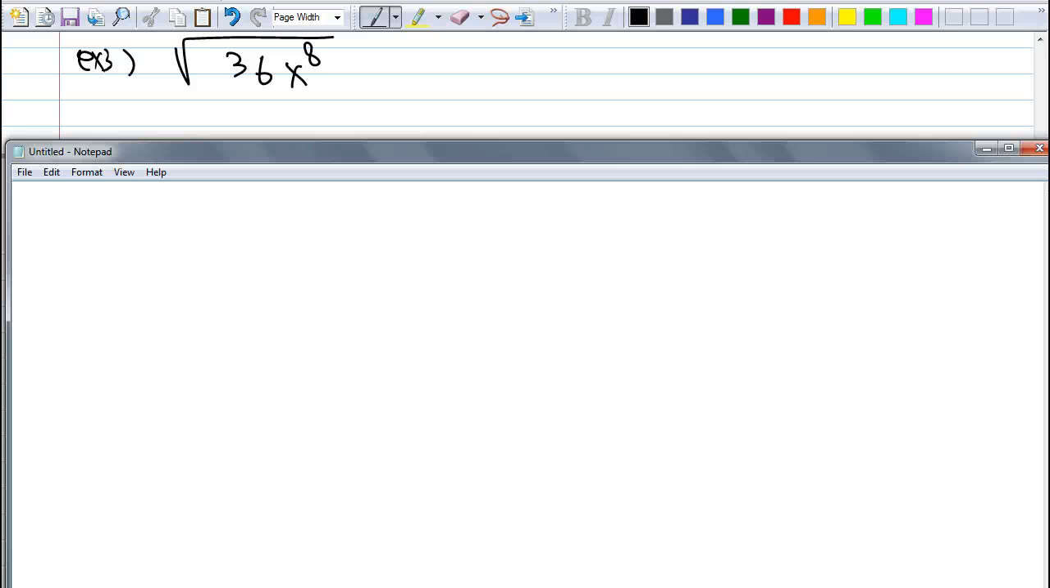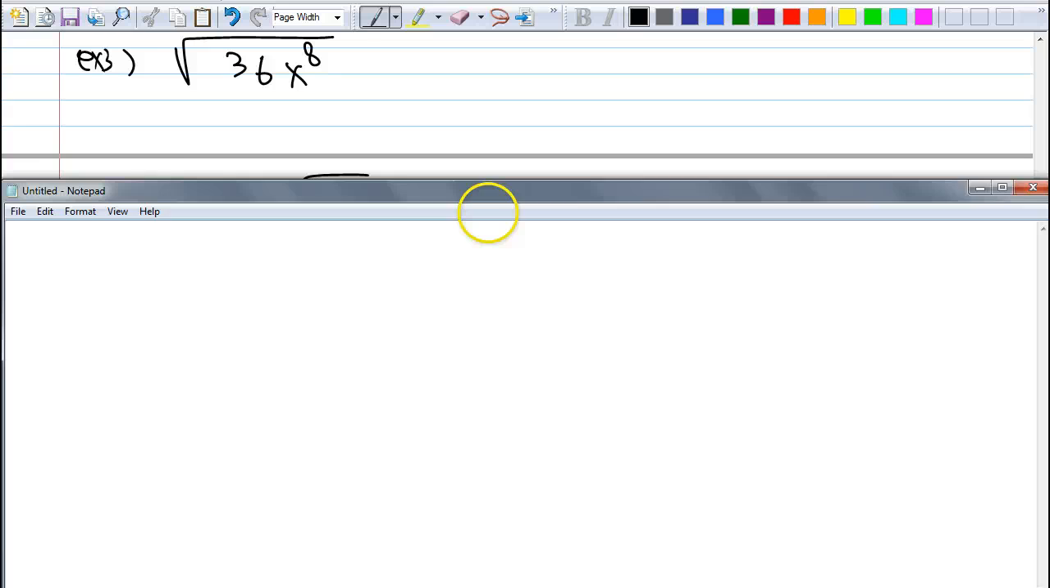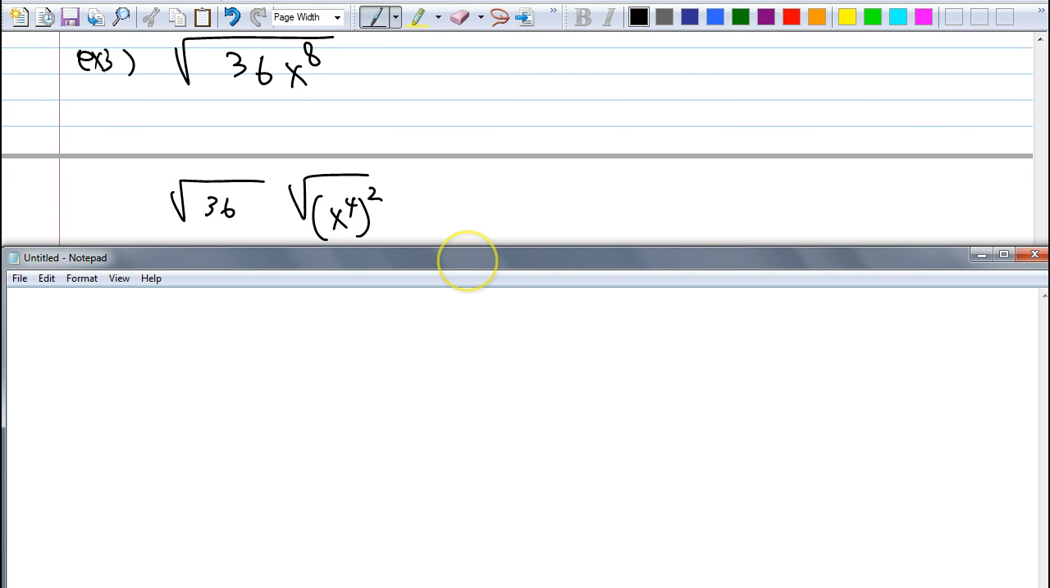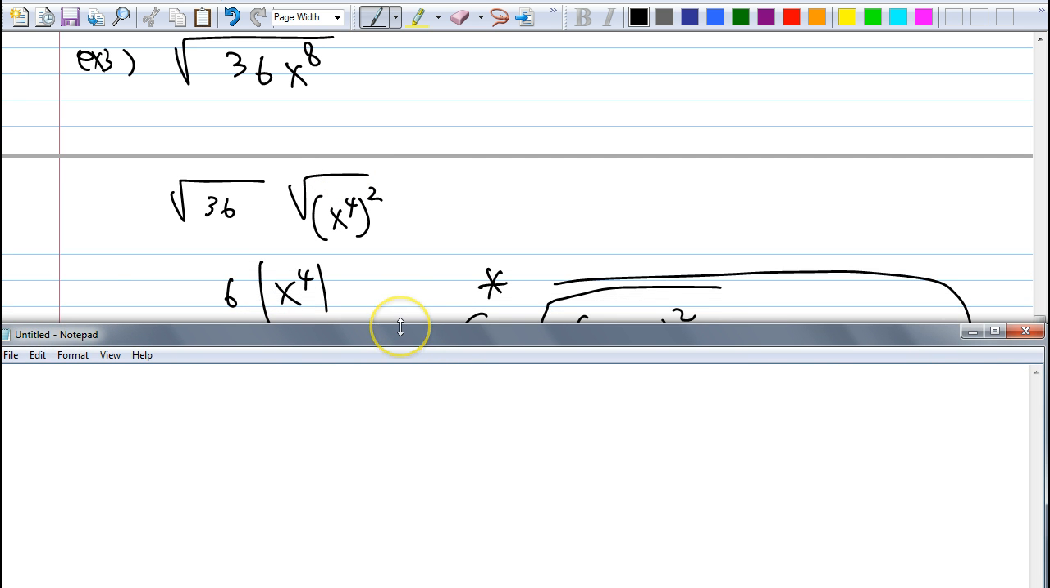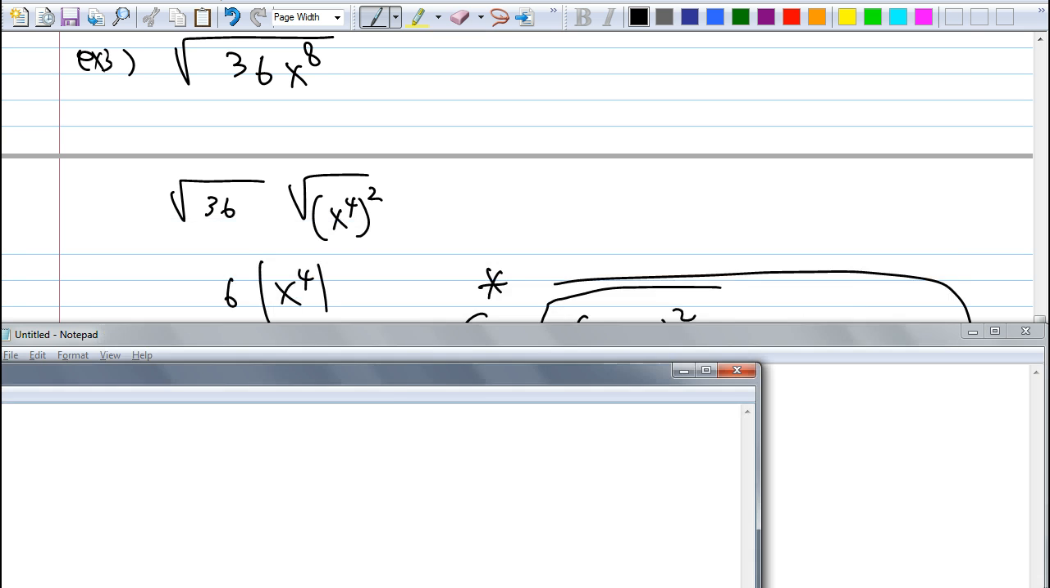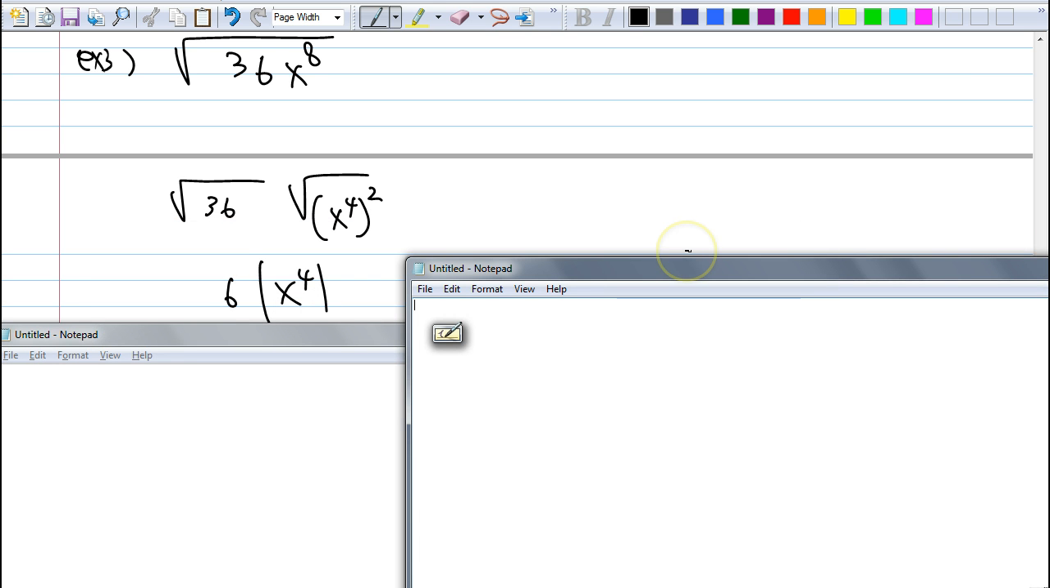Everybody try. So we know that 36 is a perfect square, right? So what is it the perfect square of? 6. So how many people wrote down square root of 36, square root of x to the 4th to the 2nd? So how many people wrote this? 6 absolute value of x to the 4th. Raise your hand. Very good, very good. You are 90% right.